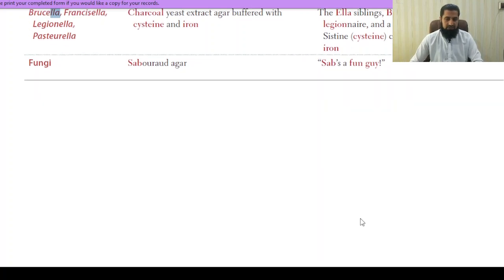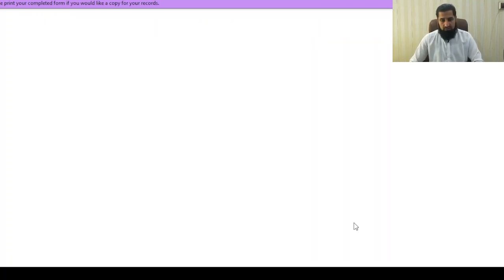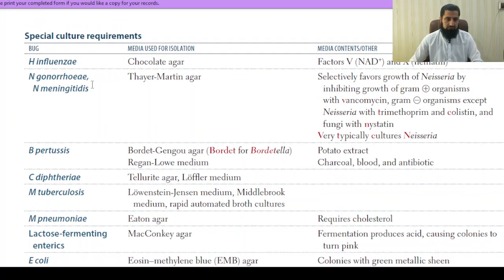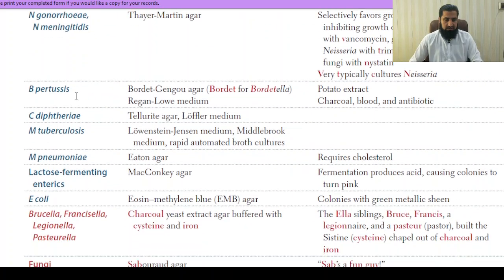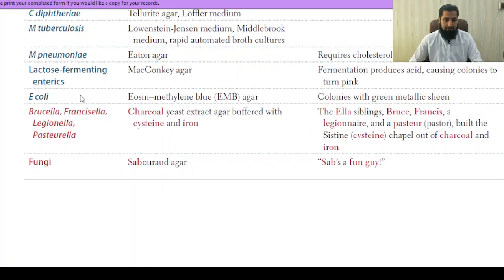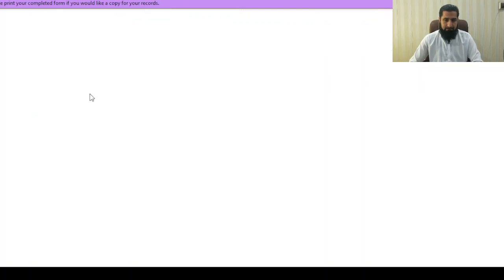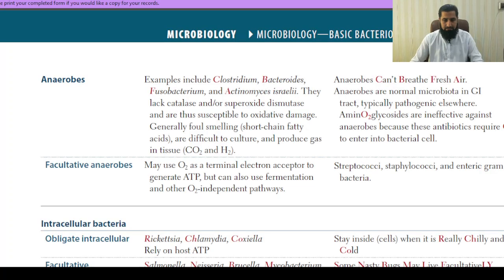These are the techniques for bacterial growth and special culture requirements; we study all these things. Okay, let's see some more about microorganisms, the bacteria.